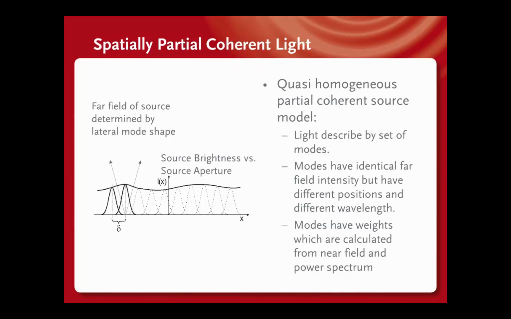And for LED modeling, we use so-called quasi-homogeneous partial coherent sources. The idea here is that we assume that all modes start in a plane. This is typically the LED chip plane. And we assume that all modes have the same shape.